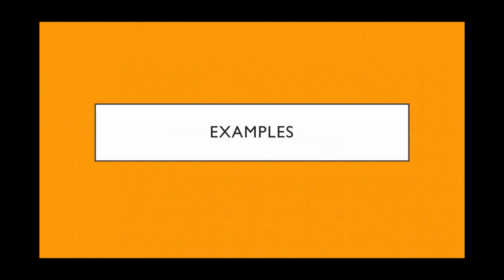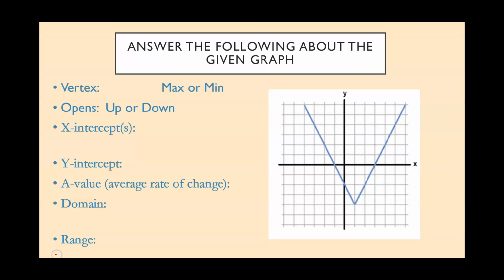The first example looks like this. The first question I ask you is, what is the vertex of this graph? Well, the vertex of my graph is that point down there, and it's going to be the point 1, negative 4. So my vertex is 1, negative 4. Now, is this a max or is it a min? It is a min.